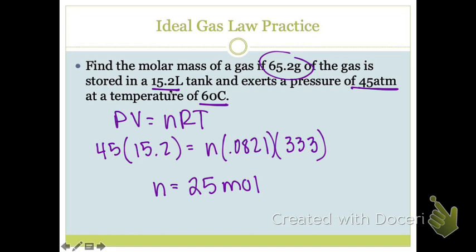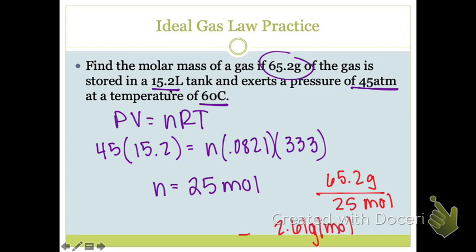So now, remind me, what's the unit for molar mass? Grams per mole. And so all I'm going to do here is take my grams, 65.2, divided by my number of moles. And there's my unit, grams per mole, right? I'm shrinking down this ratio until it's grams per 1 mole. So 65.2 divided by 25 gives me a molar mass of 2.61 grams per mole.